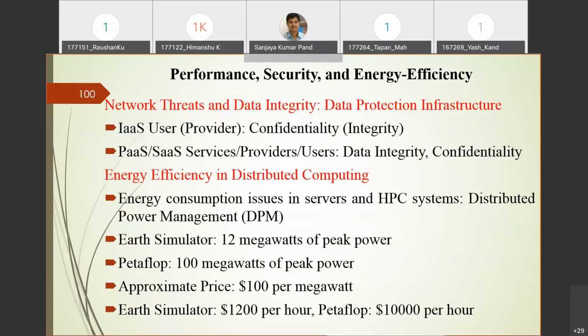Similarly, if you go for platform as a service or software as a service, the service providers and users are both responsible for integrity and confidentiality. As a user, you are responsible for your data integrity and confidentiality. As a provider also, they are responsible for data integrity and confidentiality. So there is no division. Both responsibilities are given to the user as well as the service provider.